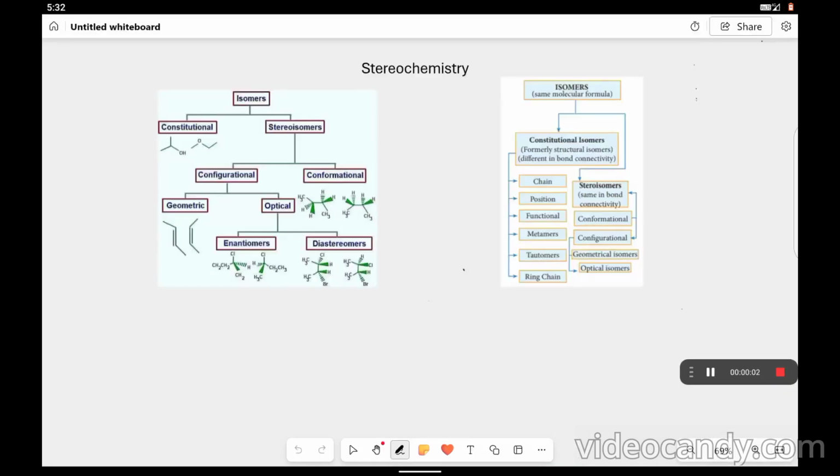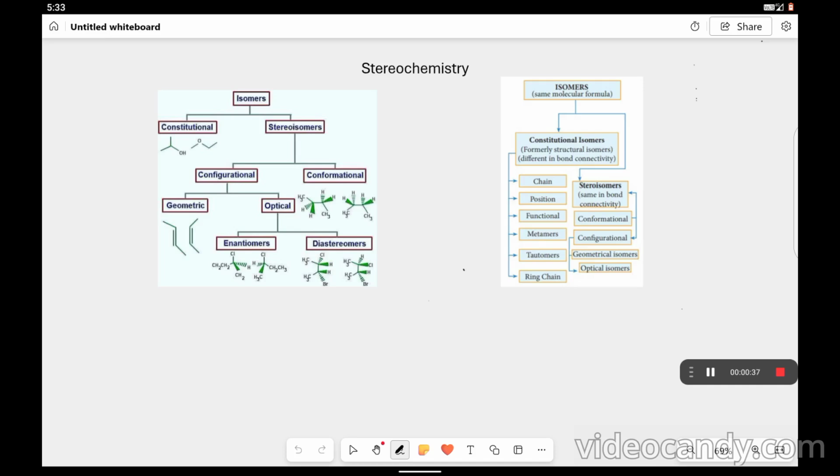As you are seeing in the two charts, in the first chart we have classified the isomers into constitutional isomers and stereoisomers. The constitutional isomer is further divided into 6 types. First one is chain isomerism, second is position isomerism, third is functional isomerism, fourth is metamerism, then tautomerism, and ring chain isomerism.